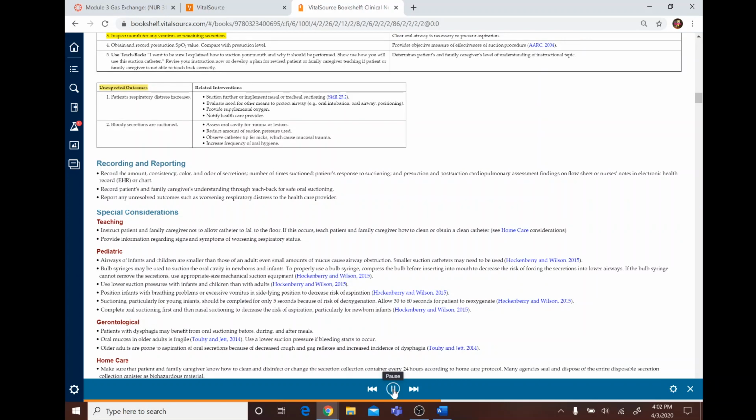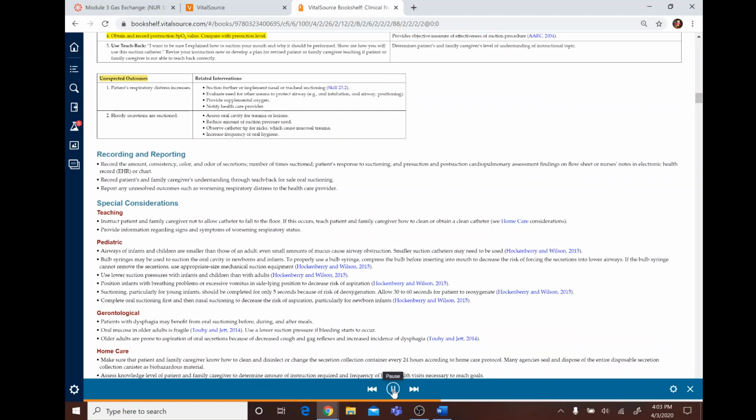3. Inspect mouth for any vomitus or remaining secretions. Clear oral airway is necessary to prevent aspiration. 4. Obtain and record post-suction SpO2 value. Compare with pre-suction level. Provides objective measure of effectiveness of suction procedure, AARC, 2004.